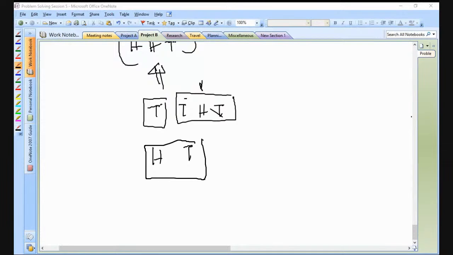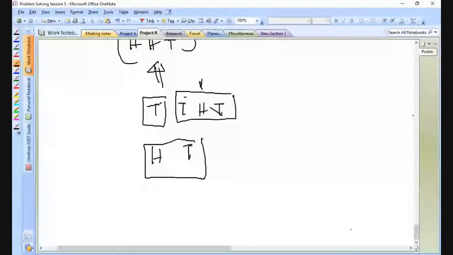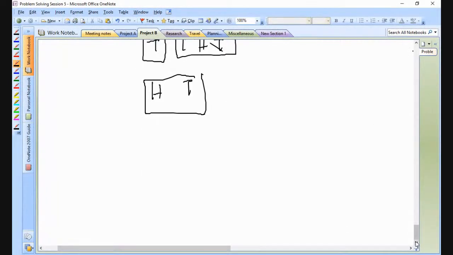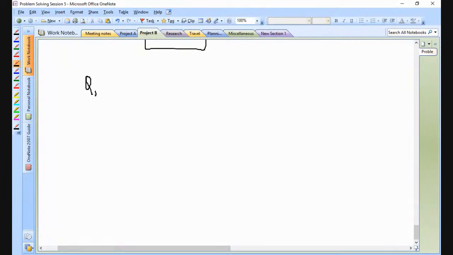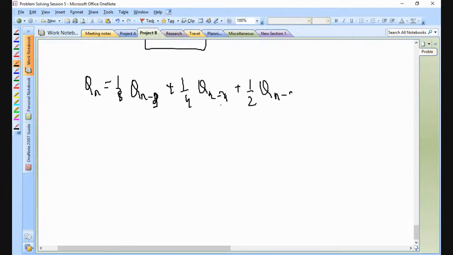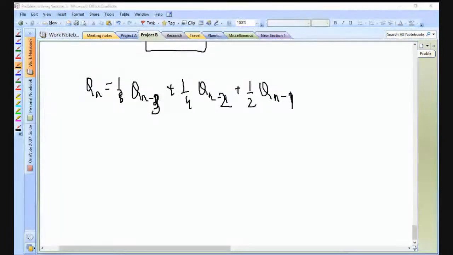Yes, I understood. Very good. Lovely. So this is a basic idea, guys. So what we will get is that for n events, Qn is equal to 1 by 8 into Qn minus 3 plus 1 by 4 into Qn minus 4 plus half into Qn minus 1. Also understood that for n it will be the same thing. Did you understand?